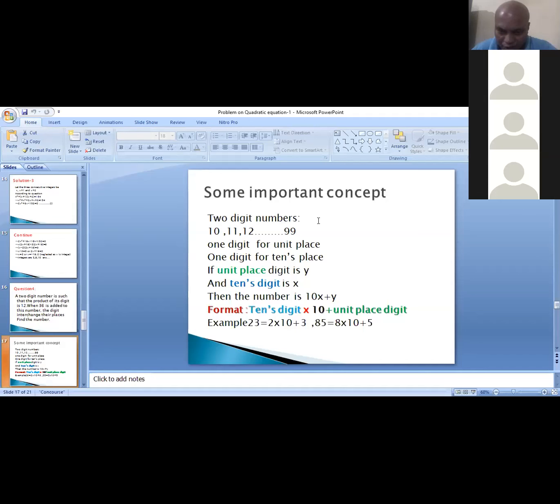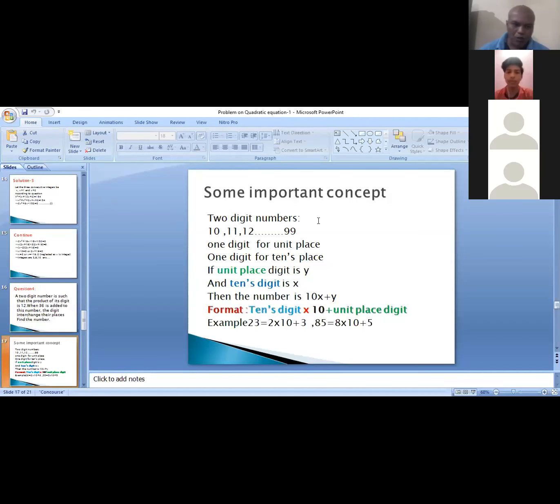The format is: 10th place digit into 10 plus unit place digit. Suppose 23. The 2 is in the 10th place, so 2 into 10, and the unit place is 3, so plus 3. Suppose 85. How do you write it? 8 is the 10th place, so 8 into 10 plus the unit place, which is 5. Keep this in mind while writing a two-digit number: 10x plus y, where y is the unit place and x is the 10th place.